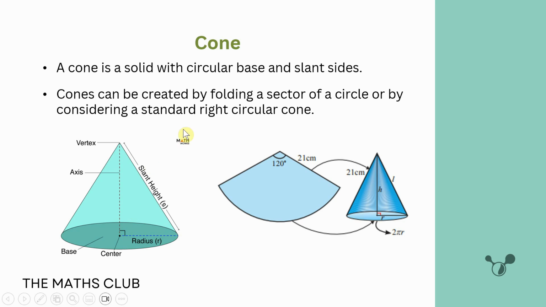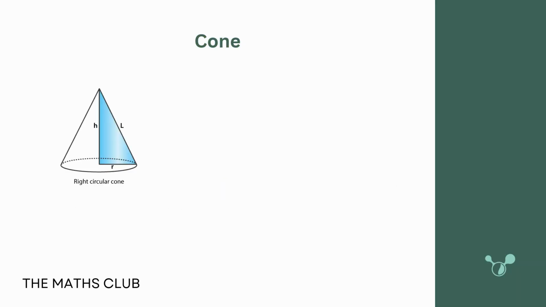But we said we can fold the sector of a circle. So this is a sector of a circle. If we fold it, you can see we can get this back, similar to what we have here. So this is a cone, and this is our right circular cone.